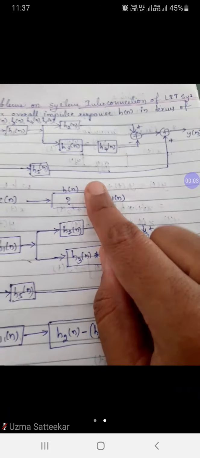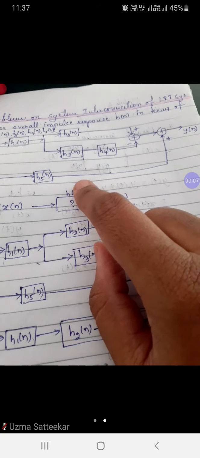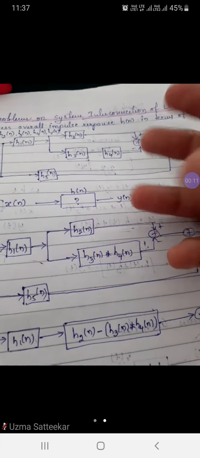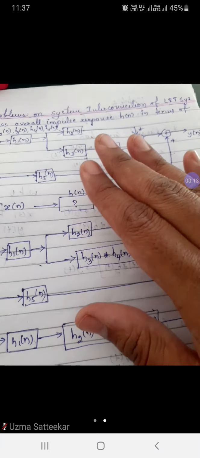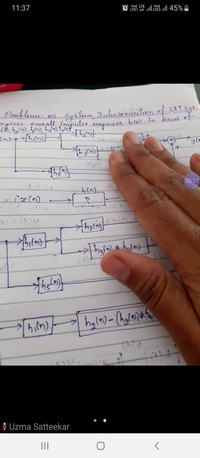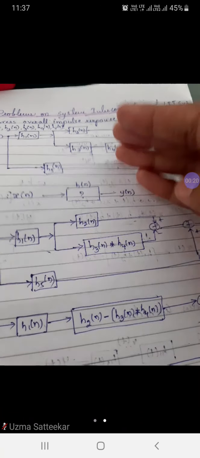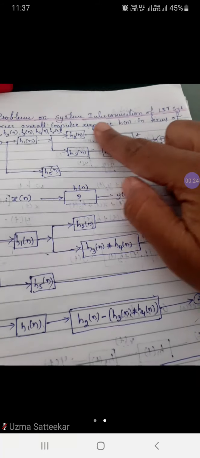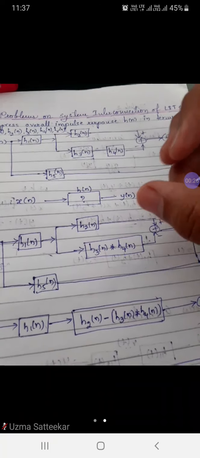Hello everyone. Let us now try to solve problems on the interconnection of LTI systems. If a block diagram is given, there are two possibilities here. The first possibility is they will give you a block and ask you to reduce this block and express all these impulse responses in terms of one single overall impulse response.